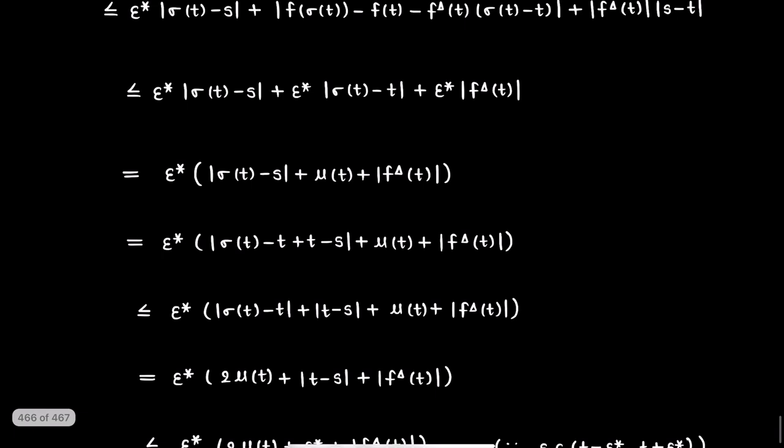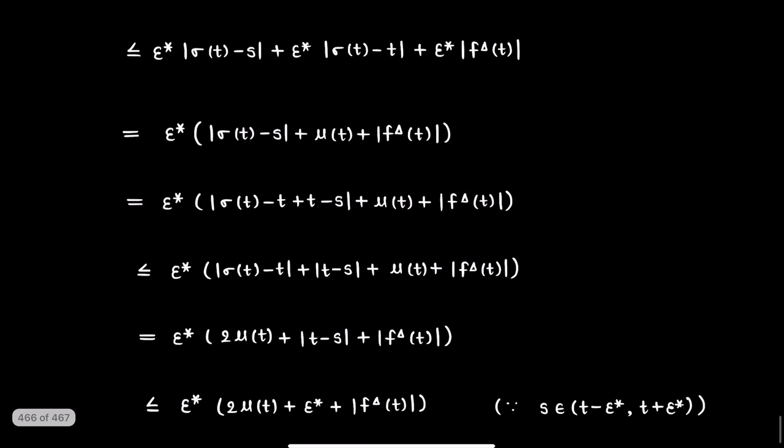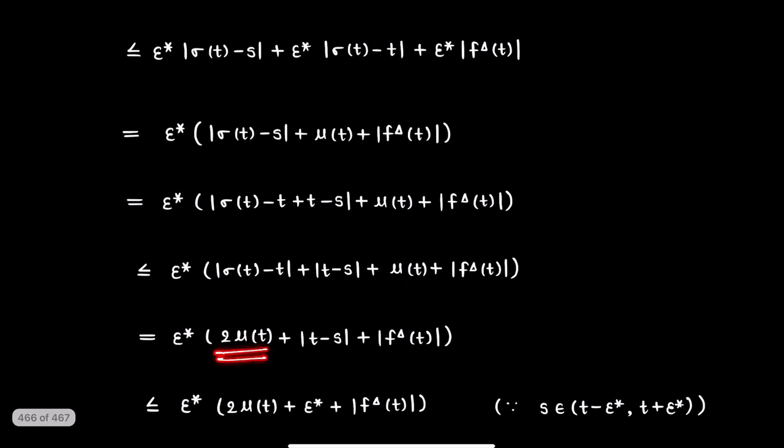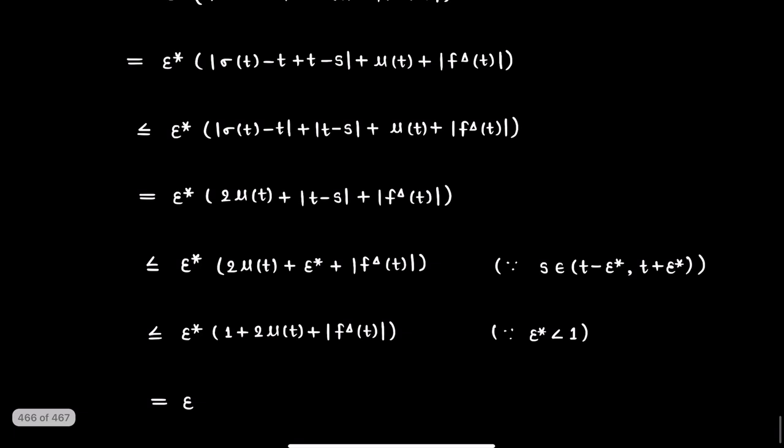Now in the next step we will add and subtract t here. So we get this term. Again if we separate modulus we get this term. Now further we have sigma t minus t is mu t and this mu t. So this mu t will get added to the other mu t, giving 2 mu t, and modulus of t minus s and modulus of f delta t we have taken as it is. So we get this term. Now note that modulus of t minus s is strictly less than epsilon star because of the same reason, since s is in this neighborhood. So the distance between s and t, or between t and s, will be strictly less than epsilon star. So we get this term.